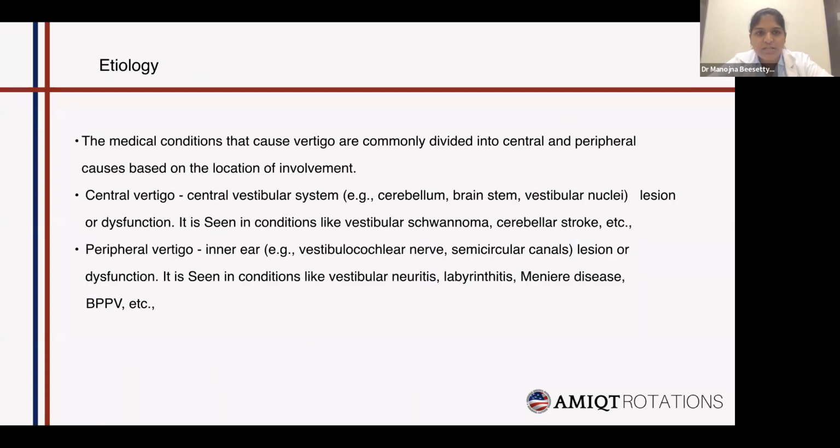Next, going to the etiology, the causes of vertigo are broadly divided into central and peripheral causes. For it to be central vertigo, the lesion or the dysfunction has to be in the central vestibular system, that is the cerebellum, the brainstem, or the vestibular nuclei. Some such conditions are vestibular schwannoma and cerebellar stroke. For it to be peripheral vertigo, the lesion or the dysfunction has to be in the inner ear, the vestibulocochlear nerve, or the semicircular canals. Some such conditions are vestibular neuritis, labyrinthitis, Meniere's disease, and benign paroxysmal positional vertigo, commonly known as BPPV.